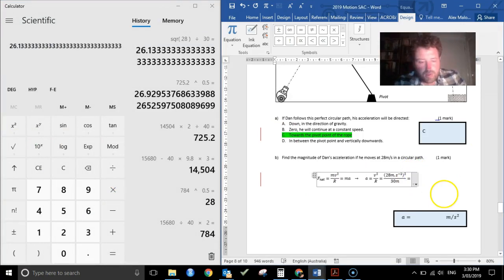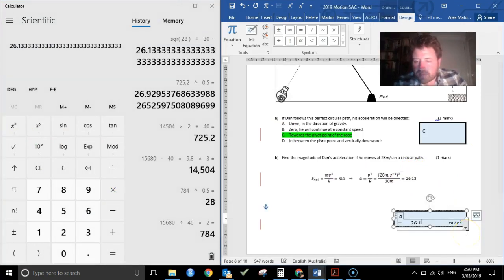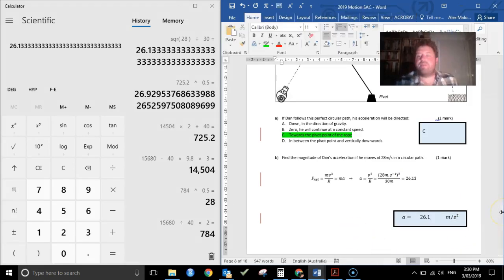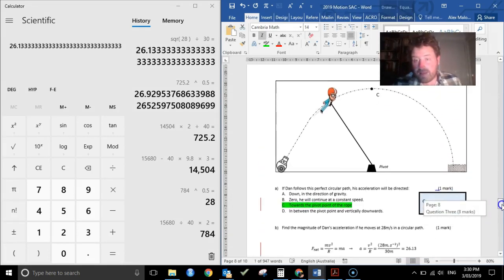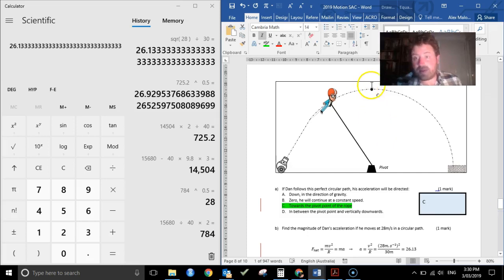26.13, 26.1 is probably enough detail on that. 26.1 meters per second squared is that acceleration. Now notice that that's bigger than gravity. So when we're at the top there, you're still going at 28 meters per second, still got a radius of 30, the net centripetal acceleration needs to be 26. Gravity's providing 10 of it, but the tension in the rope is providing the rest.